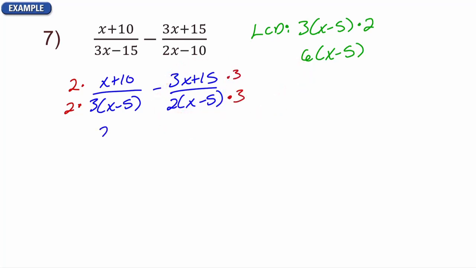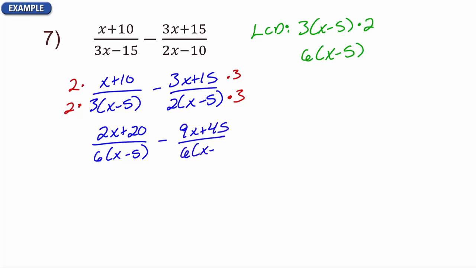So now I have 2x plus 20 over 6 times x minus 5 minus 9x plus 45 over 6 times x minus 5. You're welcome to distribute the 6 through to the x minus 5 and call it 6x minus 30, but it's not required. Now in the next step, I'm going to put everything over my one denominator. I also need to distribute that negative.